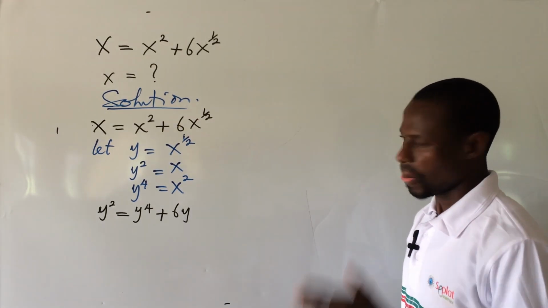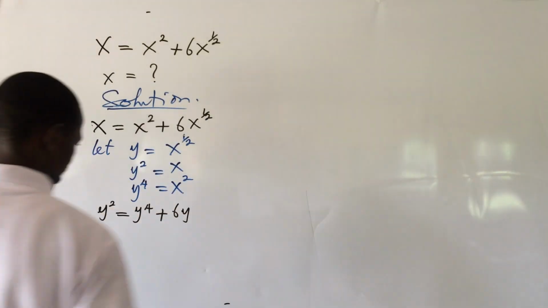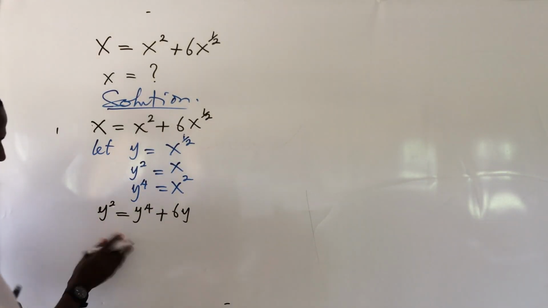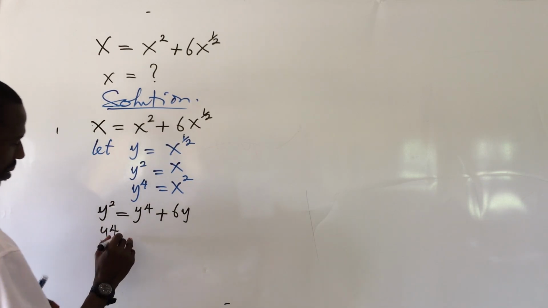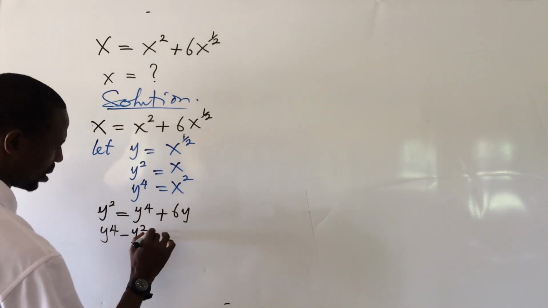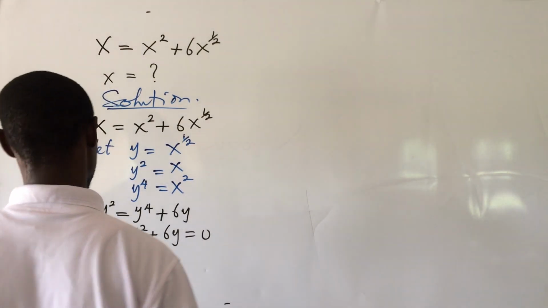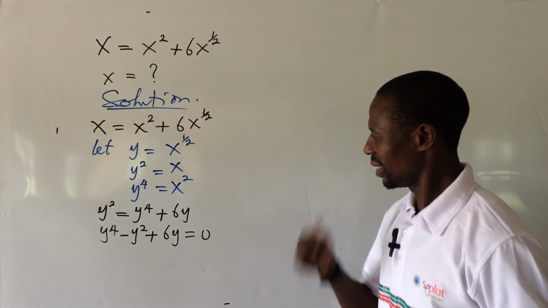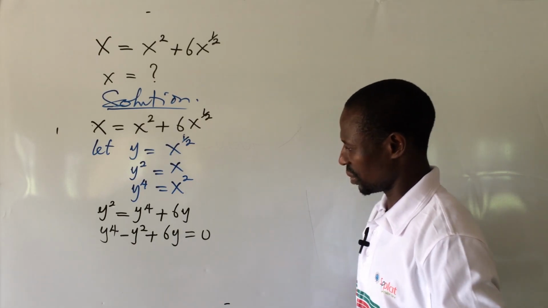From this expression, look at what we're going to do now. We collect our like terms, or rearrange, and we have y to the power of 4 minus y to the power of 2 plus 6y equal to 0. Very simple here now. This is our quartic equation.